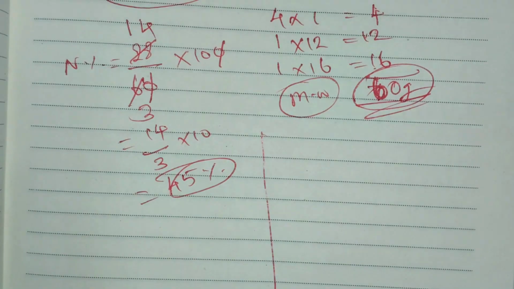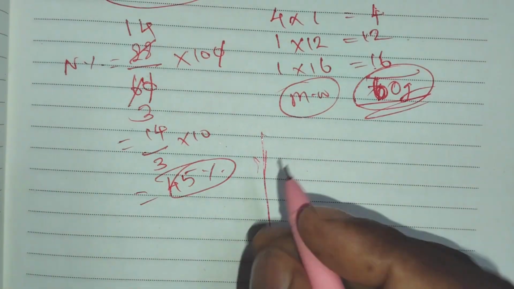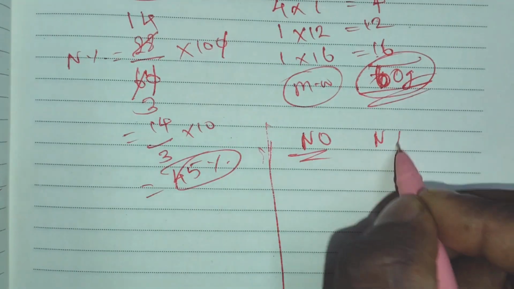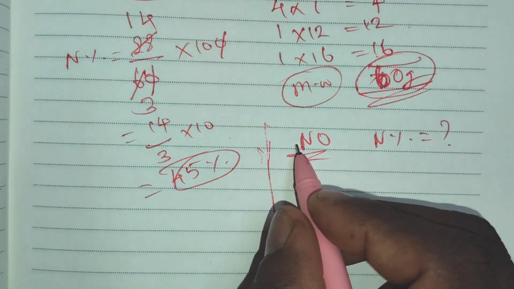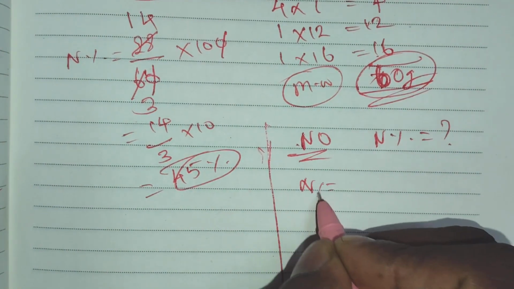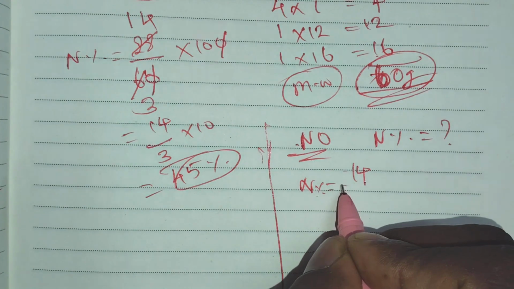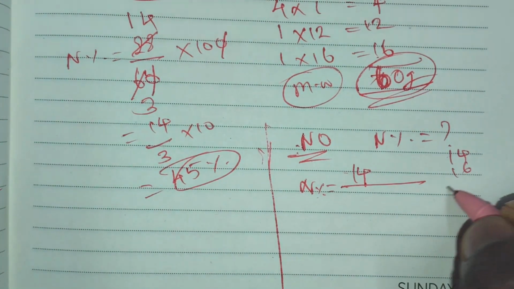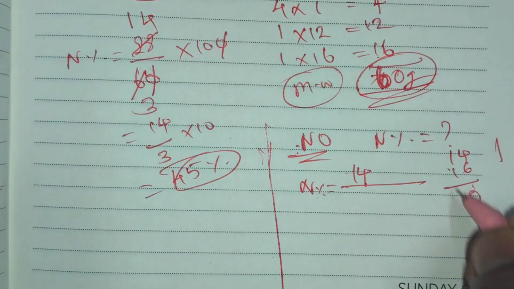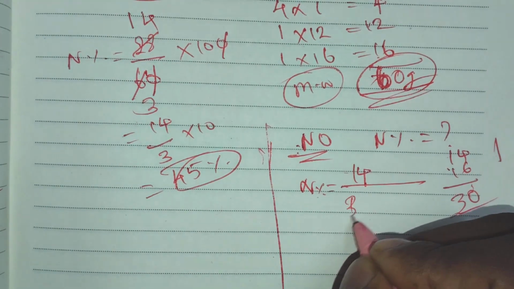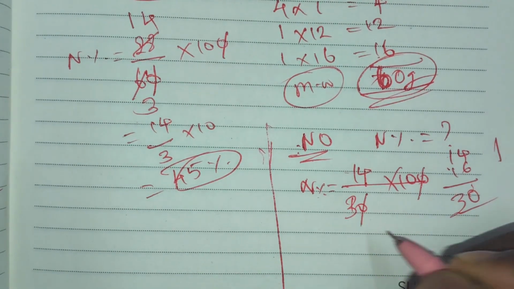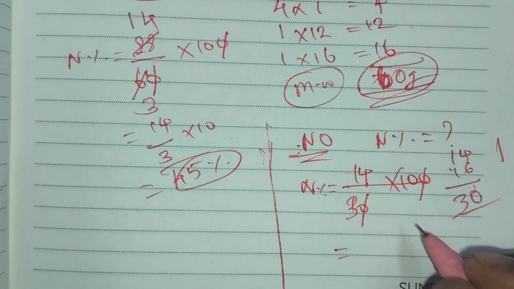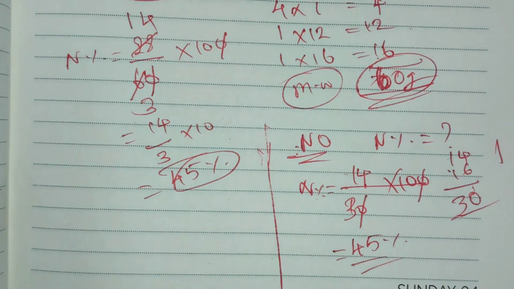Next, we can find the nitrogen percentage in nitric oxide, that is NO. How much percentage of nitrogen is there? Here nitrogen is 1, so the nitrogen percentage is equal to 14 divided by the molecular weight, that is 14 plus 16, which is 30, into 100. The zeros cancel out. So when we solve this, we get a value similar to 45 percent.